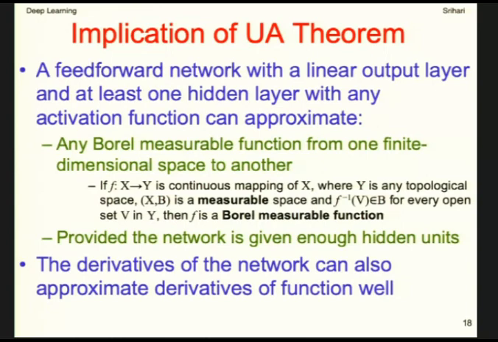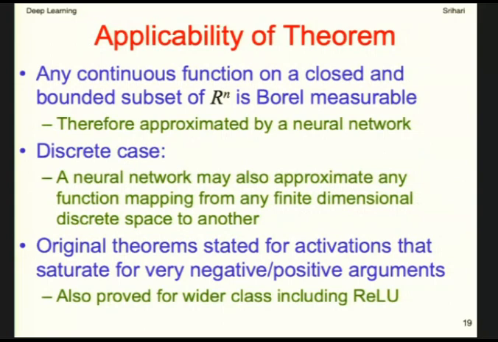That's important because you need to learn, and this network will have to deal with derivatives because you're going to be changing the weights. Right. So the applicability of the theorem is that any continuous function in a closed bounded subset of Rn is Borel measurable. So that is about functions, and a neural network may also approximate any function mapping from any finite dimension to another. The original theorem was stated for activations that saturate for very negative or positive arguments.